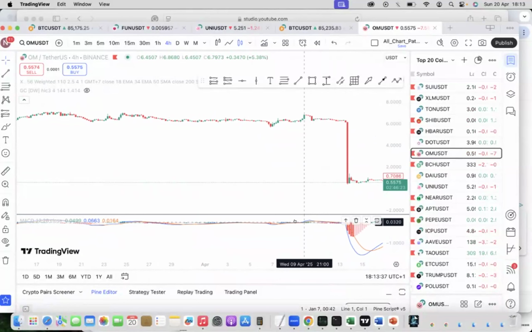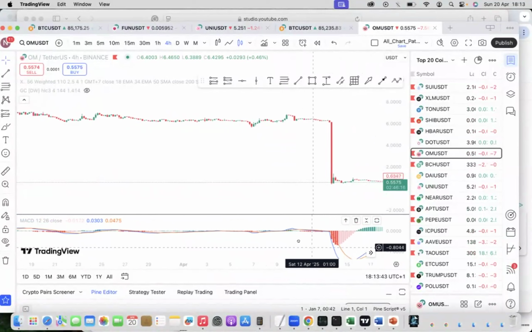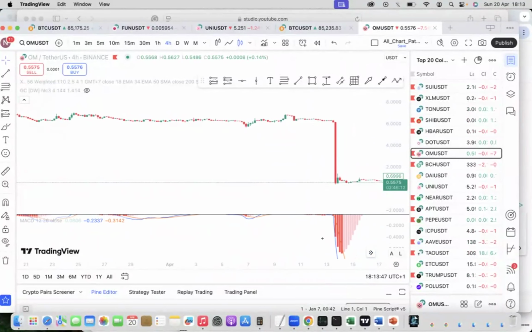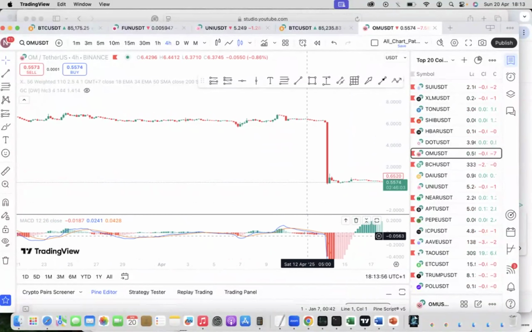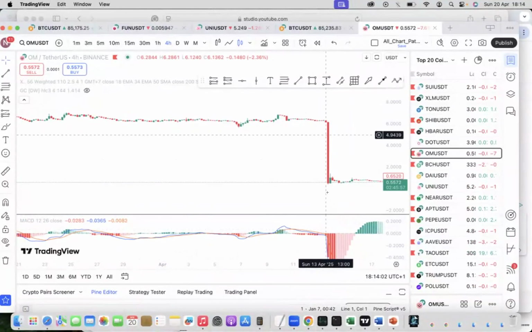So how could you have protected yourself from this crash by OM? And it was a top 20 coin. At this point, you would have told your MACD tool from here, and you might even have entered some trades here. This kind of crash can be very devastating.